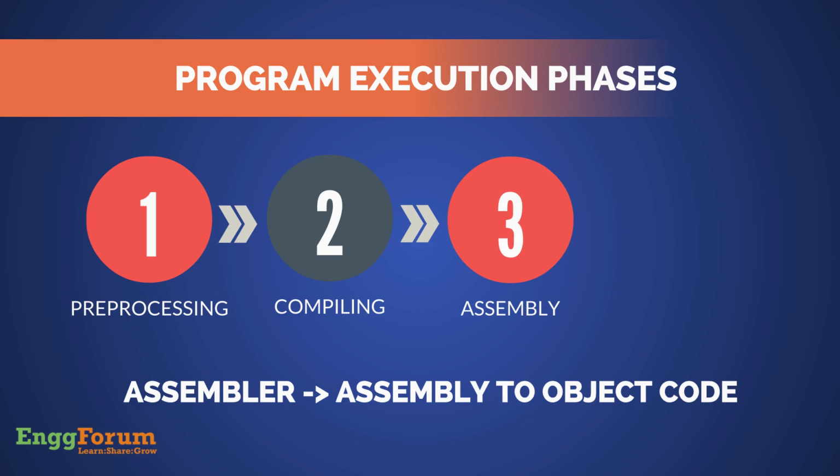Third phase in execution is assembly phase. We already have assembly code from compilation phase. This code is converted into object code. Object codes are not human readable and are saved with file extension .o. An assembler program performs this operation.